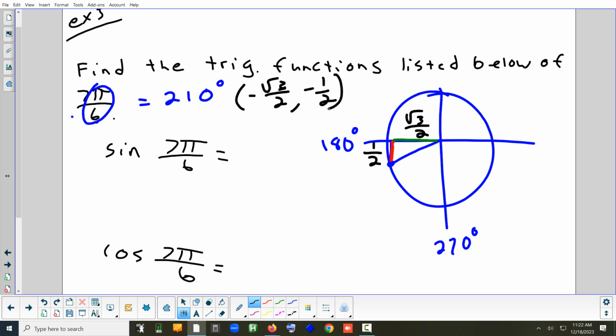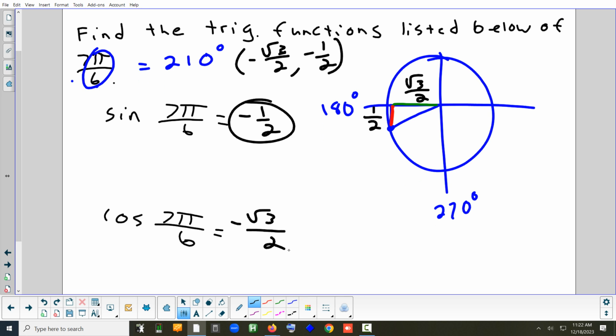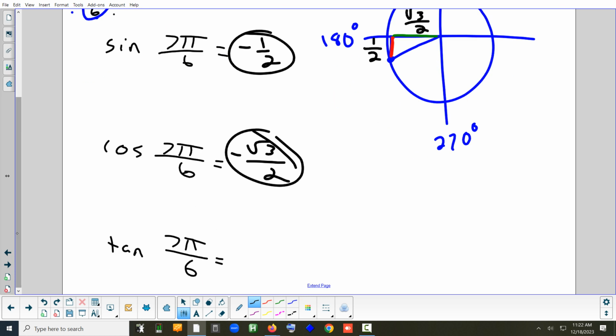Okay. What's my sine? Yep. Negative half. Negative a half. Okay. What about my cosine? Yeah. Negative root 3 over 2. And my tangent. Yeah. Would that be root 3 over 3? Negative, yeah, it's root 3 over 3. Because when you divide, the negatives are gone, the 2's are gone, and you have 1 over the square root of 3, but then you need to fix it.